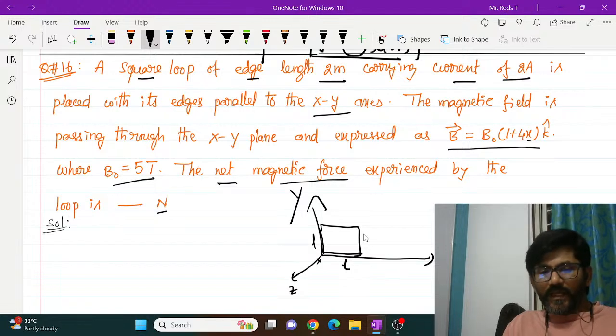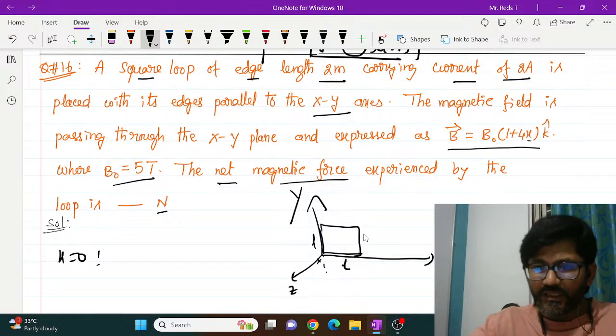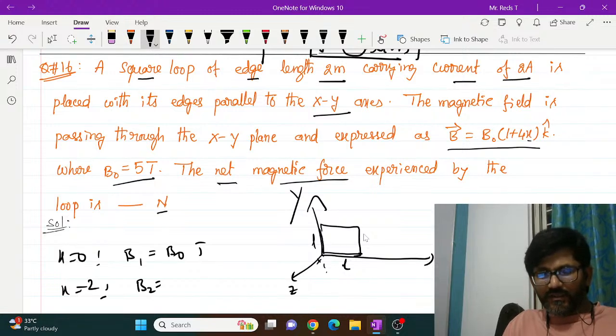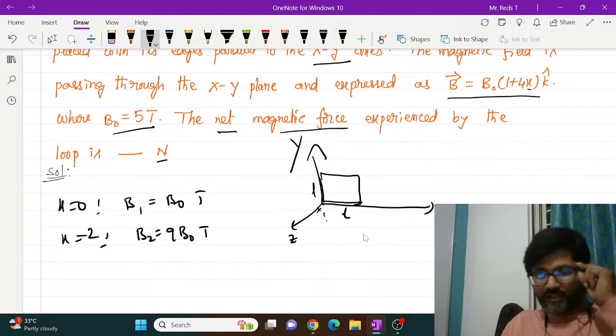At x equal to 0, B is equal to B naught into (1 plus 0), so B naught tesla. Whereas at the next edge, which is at a distance of 2 meters, x is equal to 2, so 2 into 4, 8 plus 1, 9 B naught, 9 B naught tesla. So the magnetic field is changing.